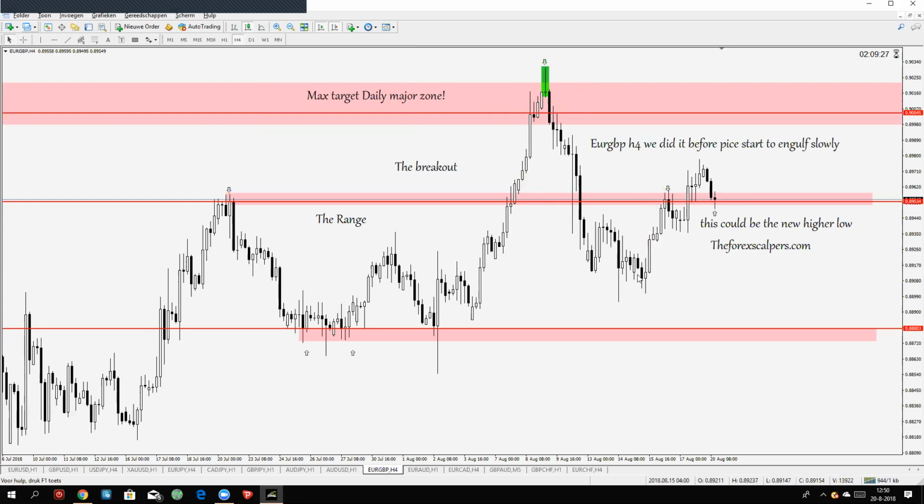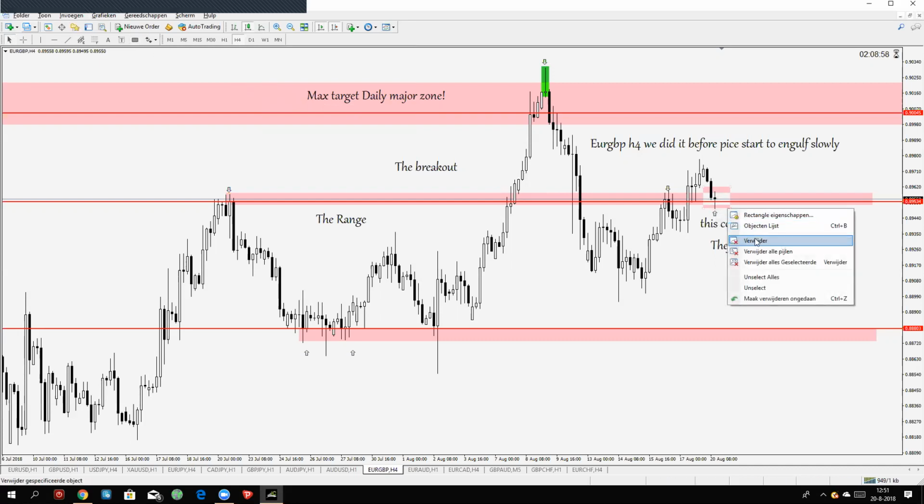Price started to push up again, and you can see that right here, very clear. Now we are in this range again, and now it looks interesting to me, because you can see that we bounced up, created a new high, a new higher low, a new high, and a possible higher low. So this could be a possible new higher low.